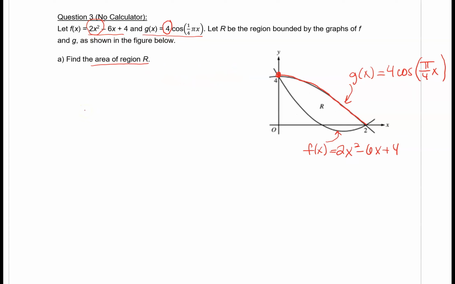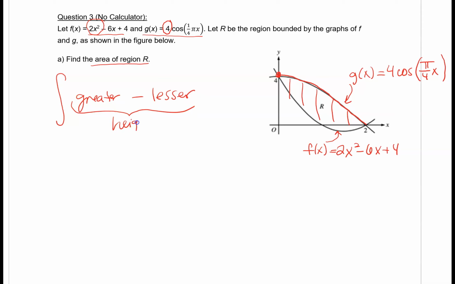So we're trying to find the area of this region R. The process for that is we integrate and we subtract the greater function minus the lesser function. And what that does is it tells us what the height of each of these different rectangles would be, because that's how we understand this.